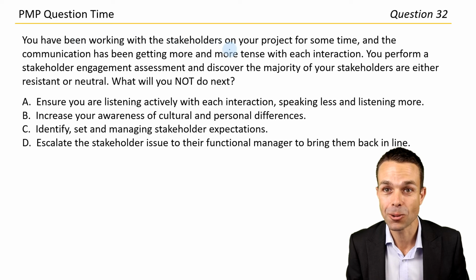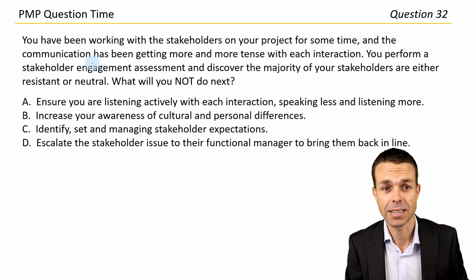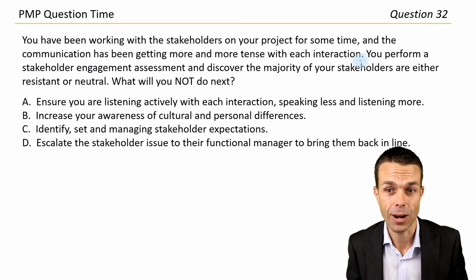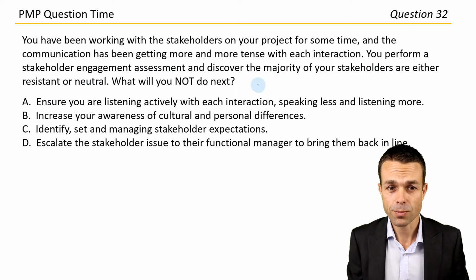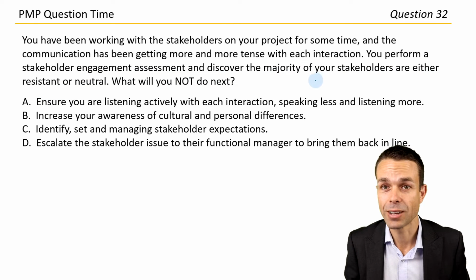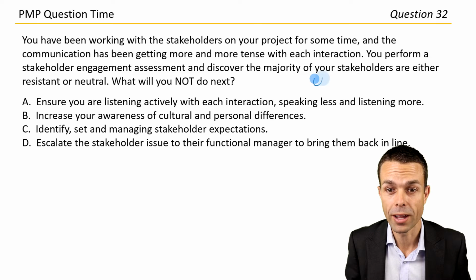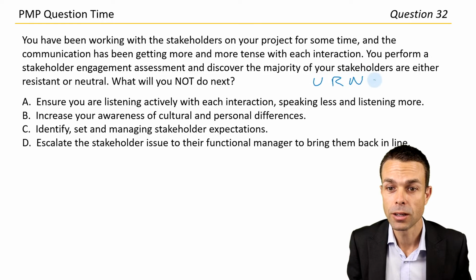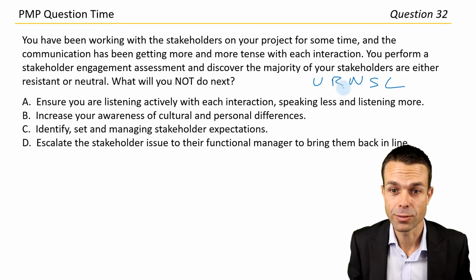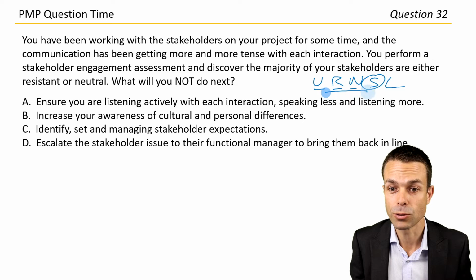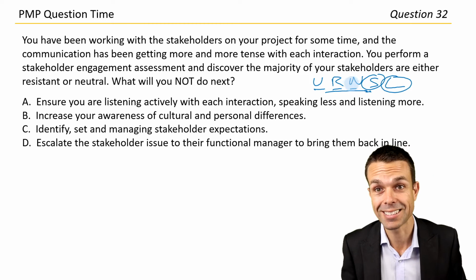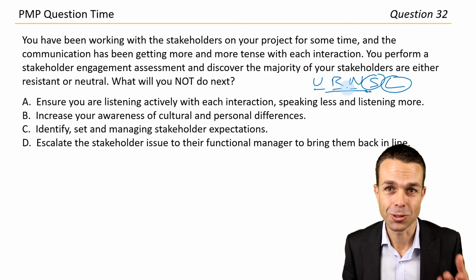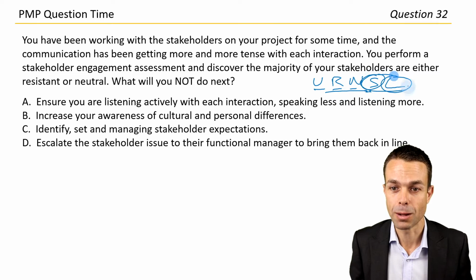You have been working with the stakeholders in your project for some time, and the communication has been getting more and more tense with each interaction. You perform a stakeholder engagement assessment and discover the majority of your stakeholders are either resistant or neutral. What will you not do next? With our stakeholder engagement assessment, they're either unaware, resistant, neutral, supportive, or leading. And obviously if they're unaware, resistant, or even neutral, we want to bring them up to supportive and leading for our project as stakeholders. So what are we not going to do in order to bring them up to this level?